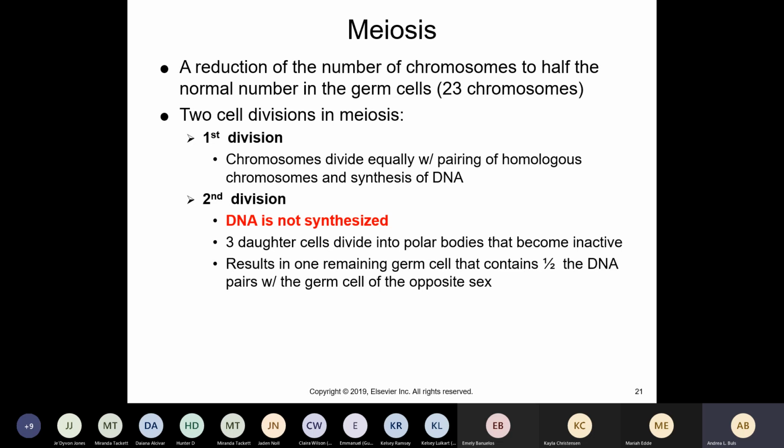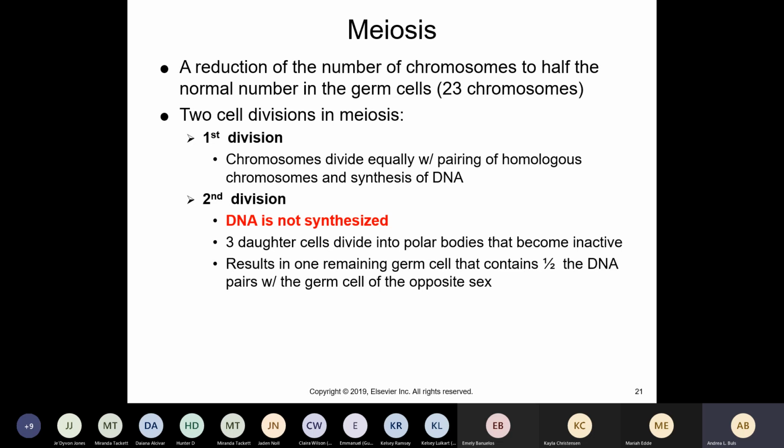In meiosis, this is for division of sex cells, or germ cells, you may hear them called. So during meiosis, there's a reduction in the number of chromosomes to half the normal number that we see with our germ cells. So 23 chromosomes from 46. Our somatic cells had 46. Now our sex cells only have 23 because we only need 23 from mom and 23 from dad.